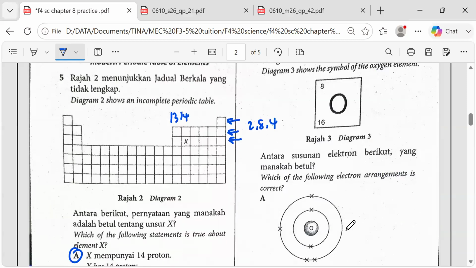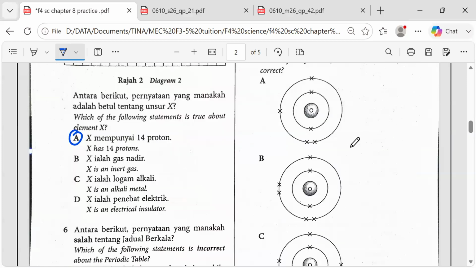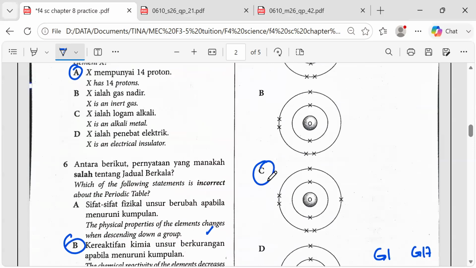Which of the following electrons for oxygen? So you look at the smaller number is 2, 6. So who has 2, 6?